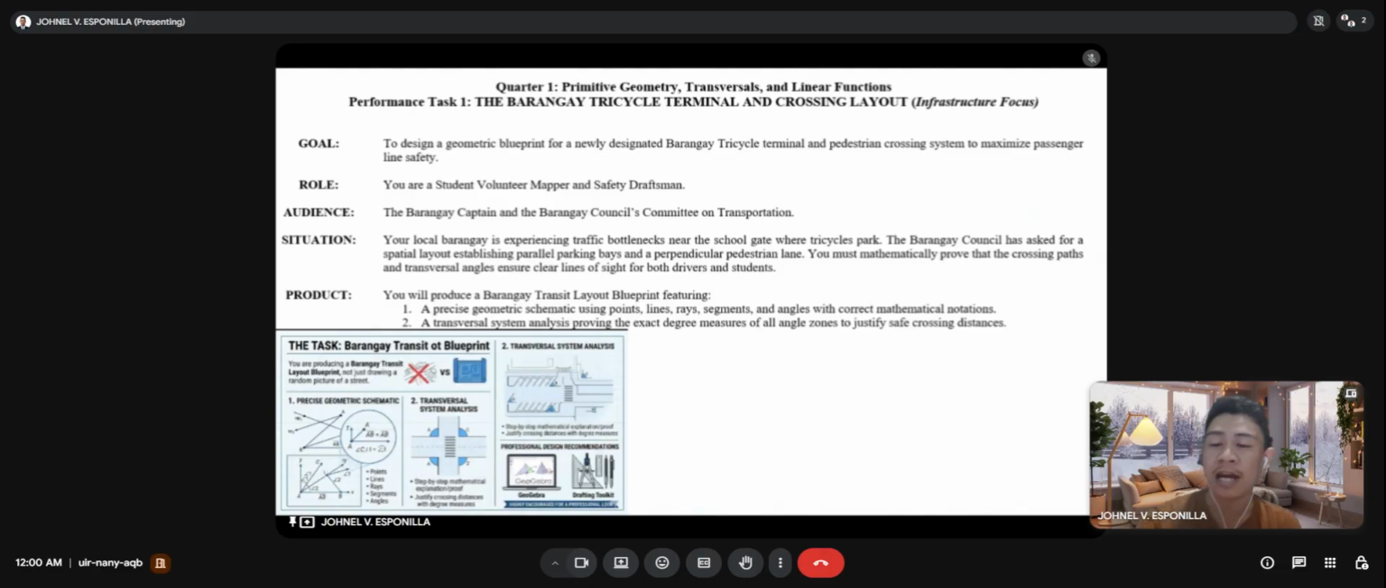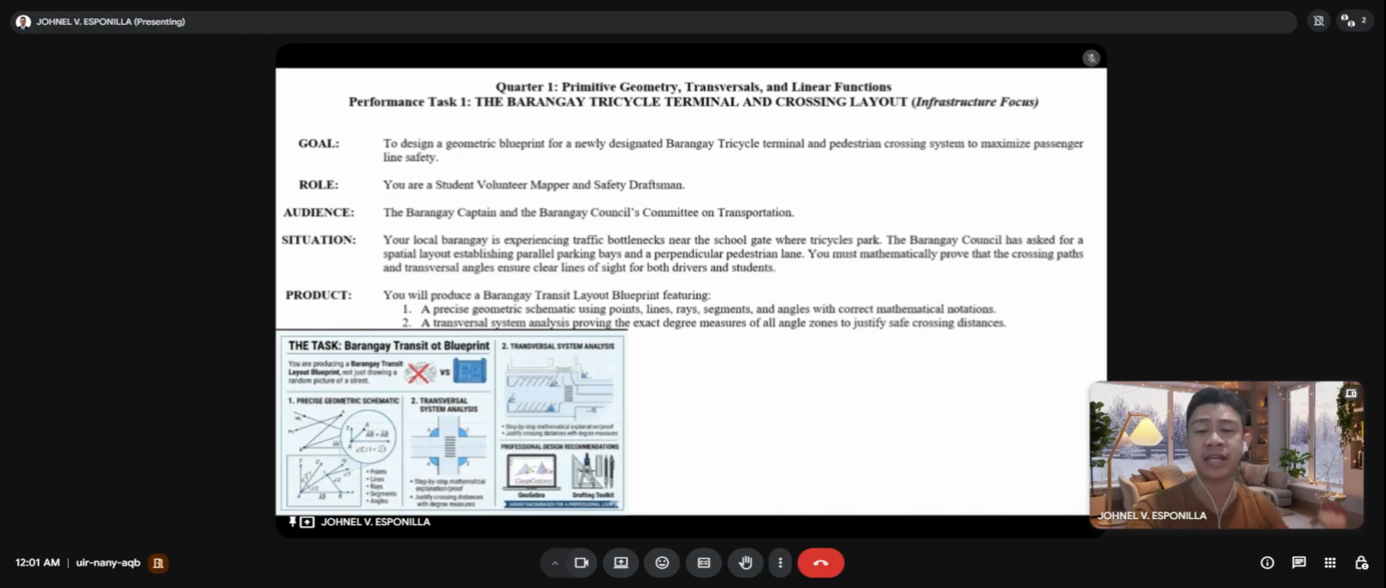First, a precise geometric schematic. This means you will use points, lines, rays, segments, and angles. Every single one of these elements must be labeled with exact mathematical notations we learned in class. Second, a transversal system analysis. You must provide a step-by-step mathematical explanation, essentially a geometric proof, proving the degree measures of your angle zones to justify why your crossing distances are safe.